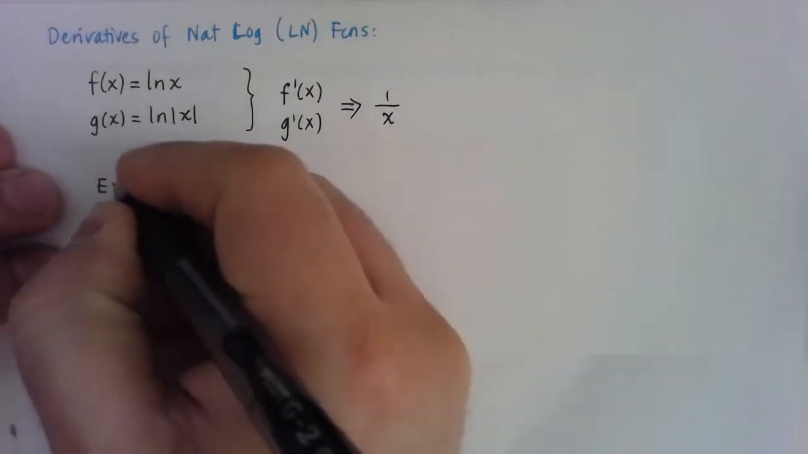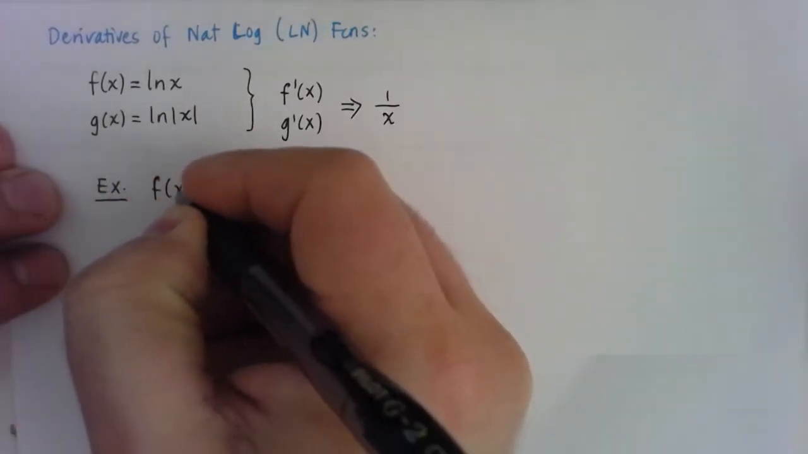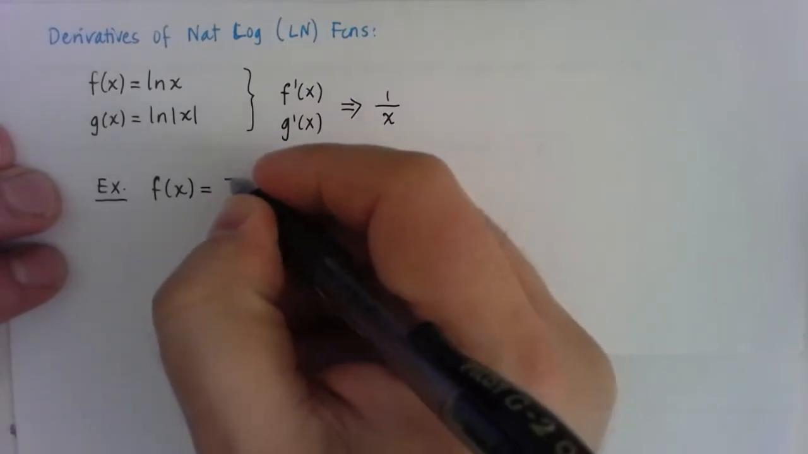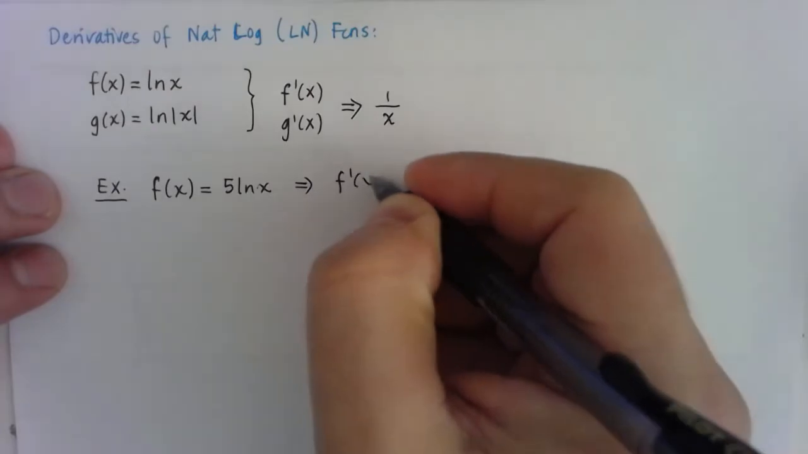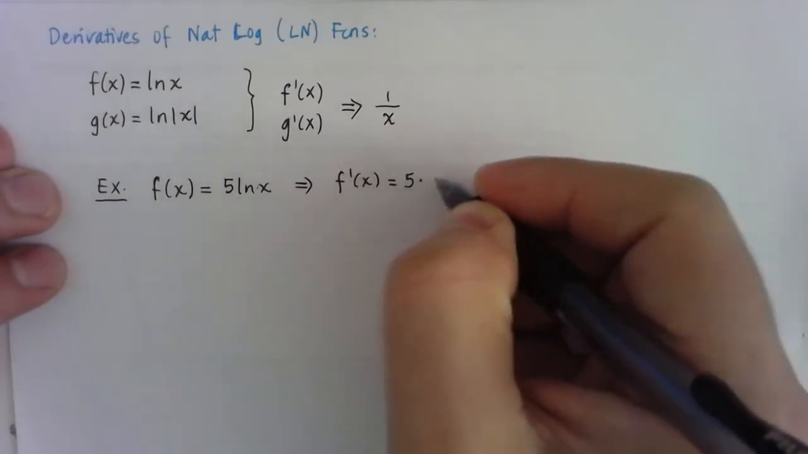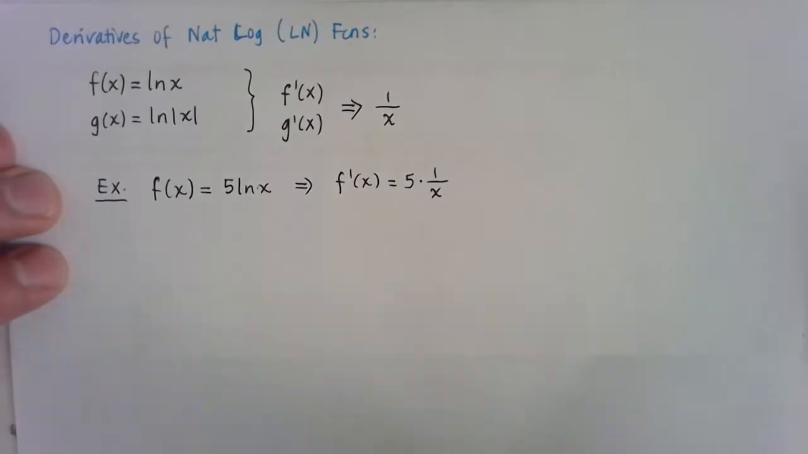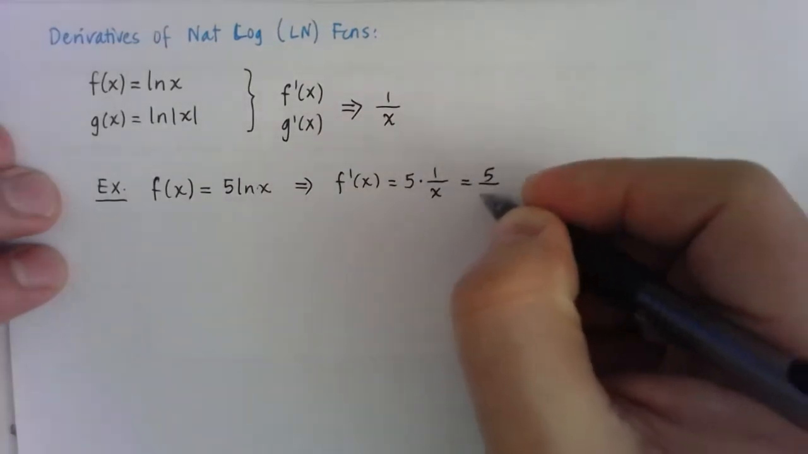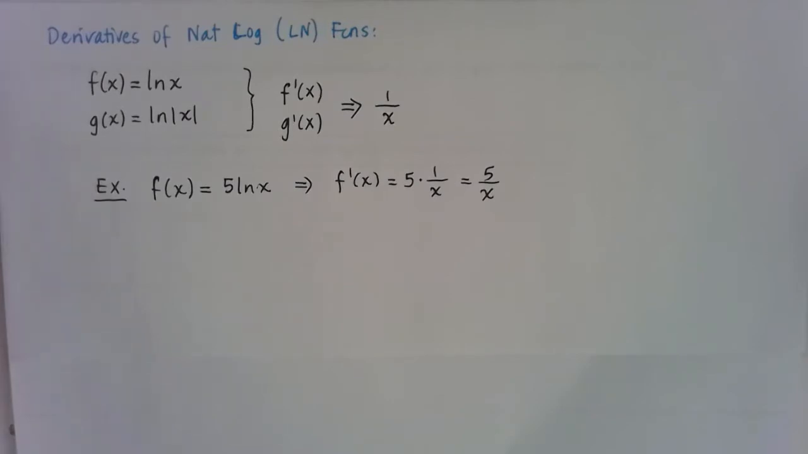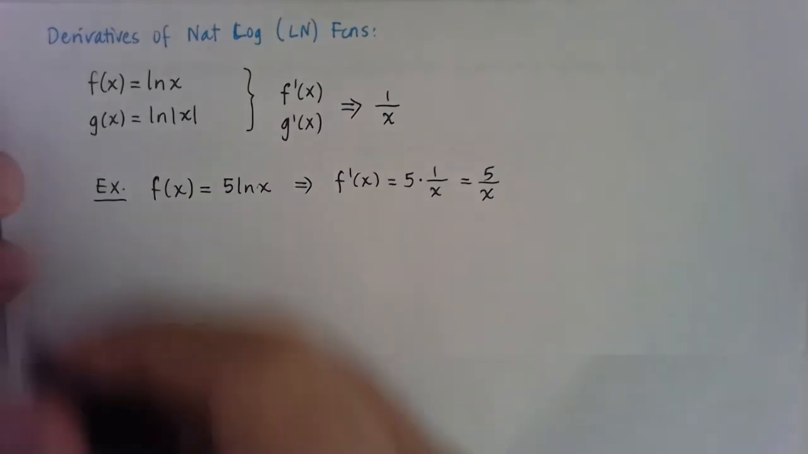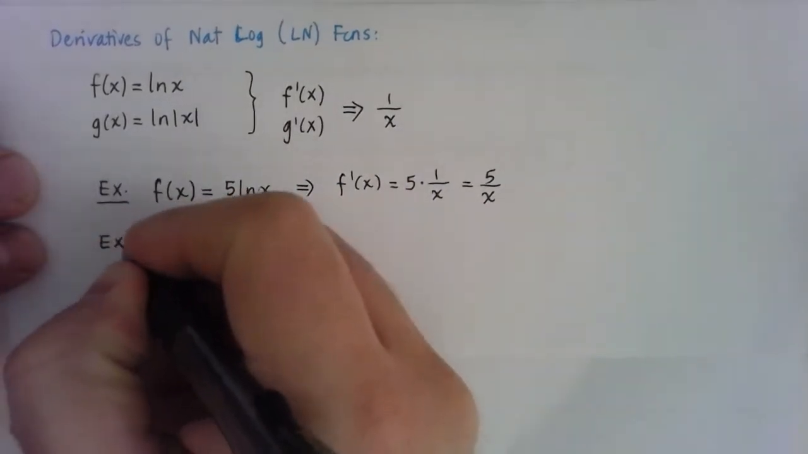Just a simple example, if you take f of x equals 5 times ln x, then its derivative f prime of x will be 5 times 1 over x, which is namely 5 over x. So this is how we find the derivative of a ln function, which is a constant multiple of the main ln function. So let's take a look at a different example.